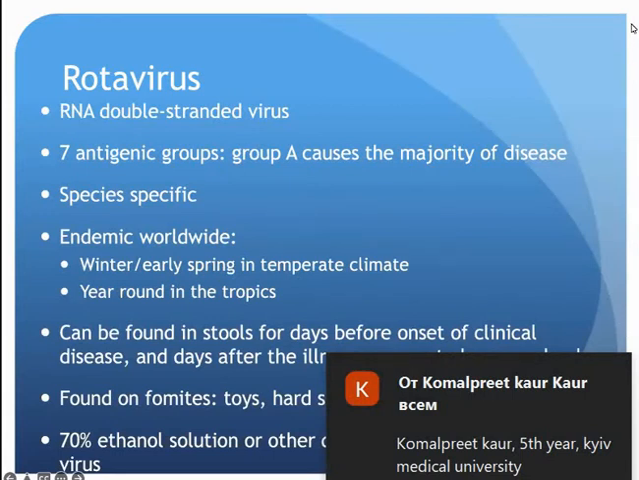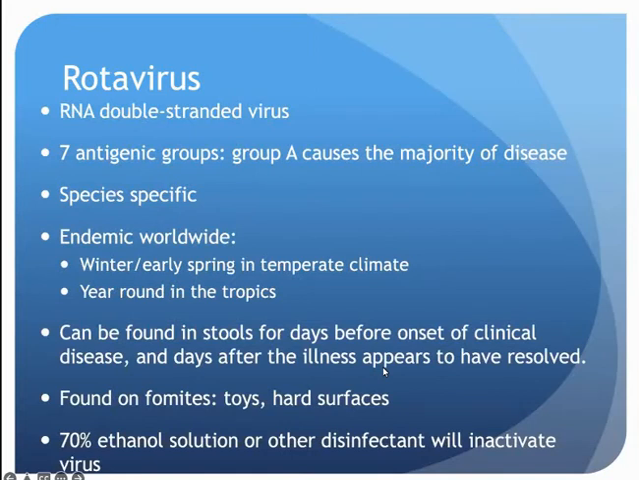It can be found in the stools for days before onset of clinical disease, which makes it then difficult to prevent clinically, and it can be shed in the stool for days after the illness seems to have disappeared. And that is particularly problematic in children who are immunocompromised, because they can actually shed rotavirus for months and months, which tends not to be a problem for them once they've recovered from the acute illness, but can be a problem in terms of infection control.